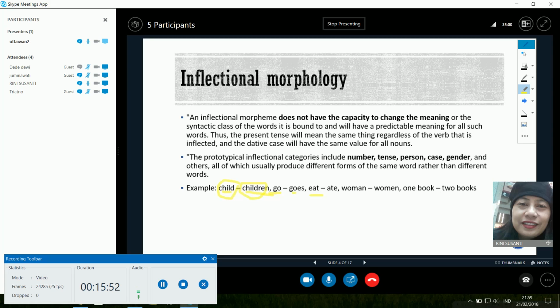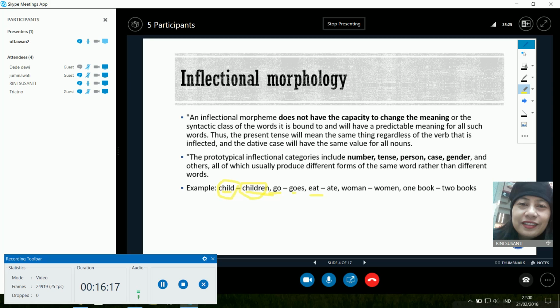So as I conclude, the prototypical inflectional categories include number, tense, person, case, gender, and other, all of which usually produce different forms of the same word rather than different words. Jadi kesimpulannya, inflectional morphology itu dia tidak merubah arti.